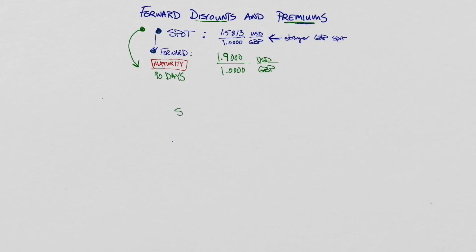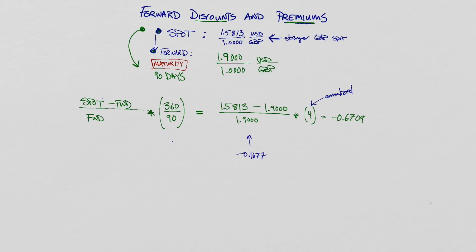As to how much, we can still use that same formula, spot minus forward divided by forward. And then we still want to annualize this 90-day forward contract into an annual figure. But this new number is no longer positive. We have minus 16.77% for this forward premium or discount. And then annualized, or multiplied by 4 here, we get minus 67% on an annualized basis. So these are quite large numbers, but you see that they switch signs.